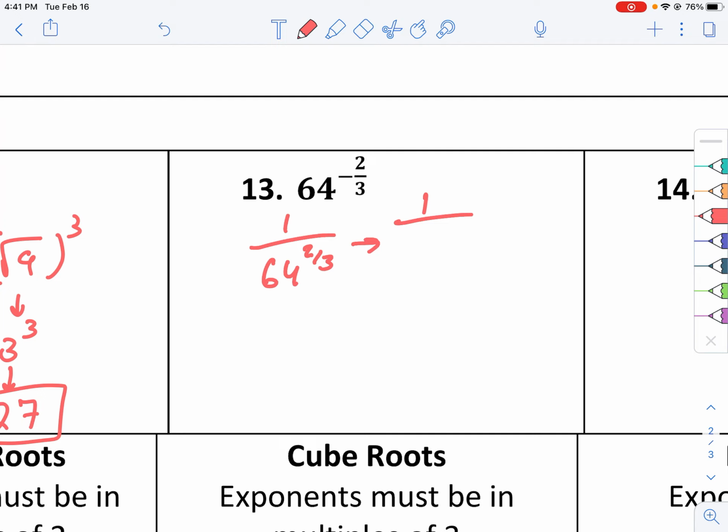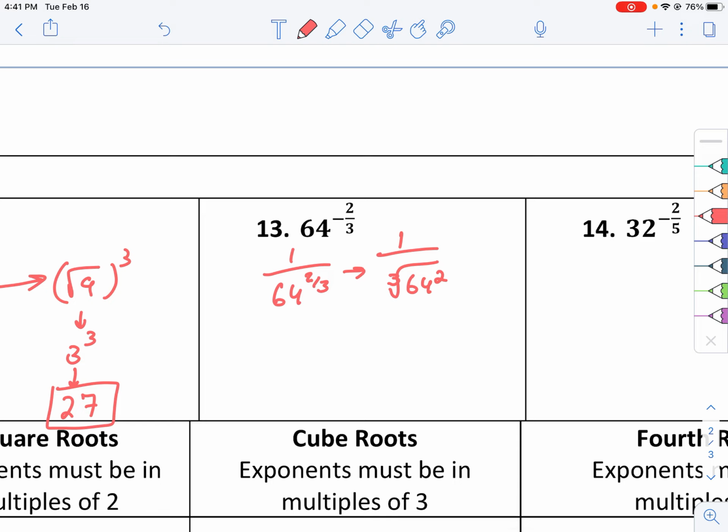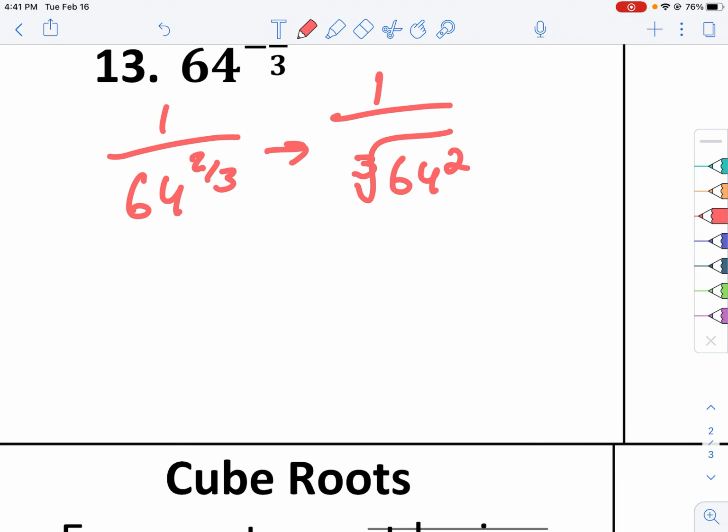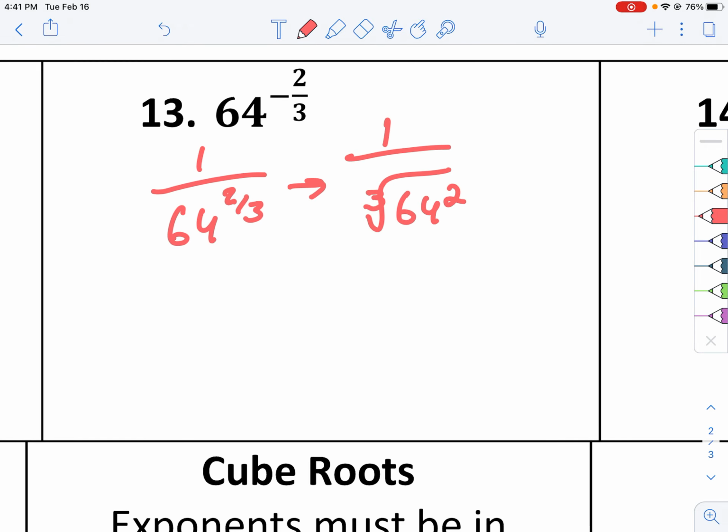Now we have 1 over, and I like to always change it to radical form, so we have the cube root of 64 squared. From this, we have options. We could take the cube root of 64 and then square that number, or we could square 64 and then do the cube root. We've been doing the cube root and then squaring, which in this case probably would be easier because we would just take 4 and then square it. The cube root of 64 is 4. But just to show you an example, you could do 64 squared.